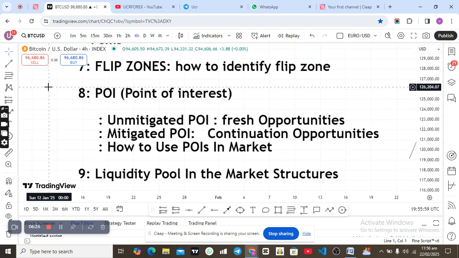Okay, so now we're going to be beginning the video by explaining what is flip zone, and we'll try to understand even the difference between the flip zone and the POI. So what is the flip zone? What is a flip zone in any way?